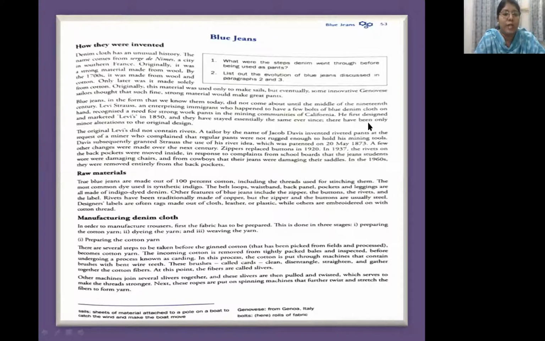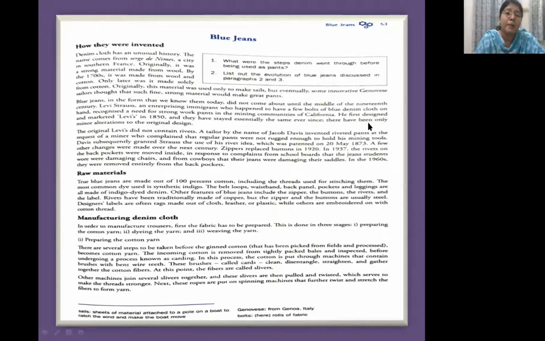Then, the original Levi's did not contain rivets. Rivets are the metal buttons. A tailor by the name of Jacob Davis invented riveted pants at the request of a miner who complained that regular pants were not rugged enough to hold his mining tools. Again, the jeans that you wear today were originally made for the mining community, the miners who went down into the mines. Their job was very difficult, very hard, and so they had to wear clothes that were very strong.